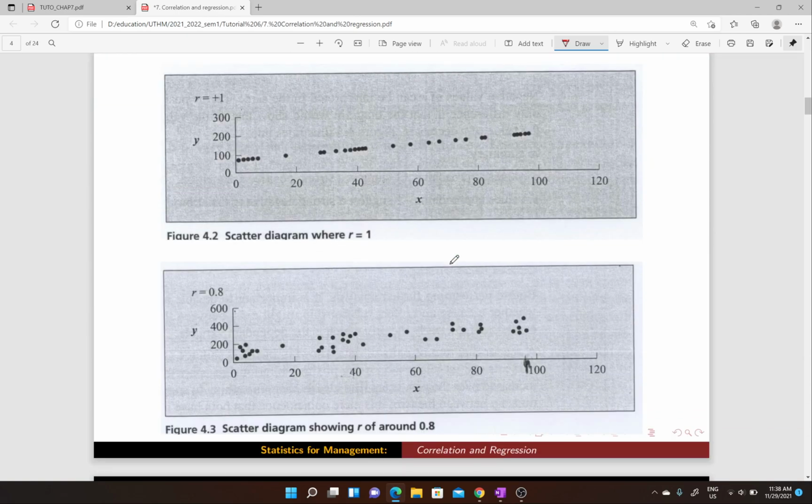You see this diagram, there is some variable x and some variable y, and all the plotted points fall in a perfect straight line. A perfect straight line going up the hill is positive, coming down the hill is negative. Hopefully you have learned this in mathematics: the gradient of a line going up the hill is positive, coming down the hill is negative.